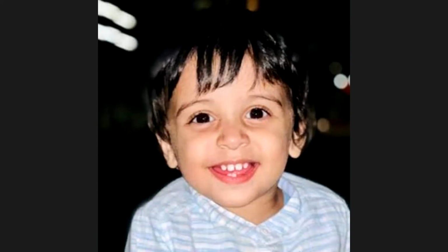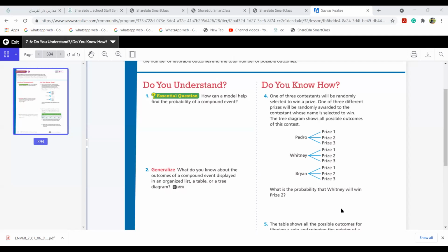Zishan, please read this out. Miss, the screen is not there. We can't see the screen. Now can you see? From that time, could you see the screen or no? Now we can see it. Yes, you have your book, right? I told you page 394, question number 4.